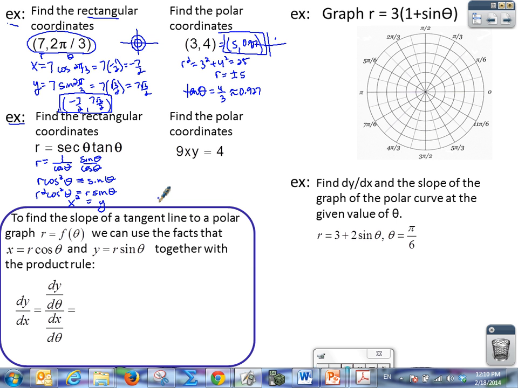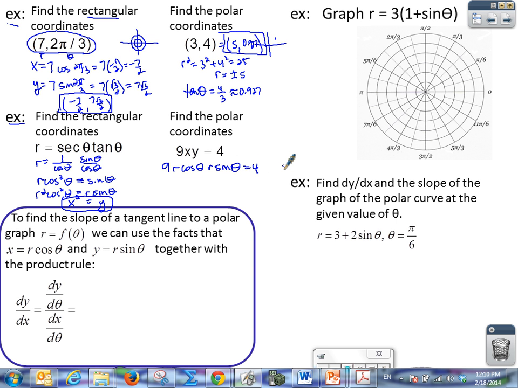The next one is polar coordinates. We have an equation in rectangular coordinate form for the Cartesian coordinate system. We want to change it to polar. And again, we have a formula, x equals r cosine theta, so let's just sub those in. So I have 9 times x is r cosine theta and y is r sine theta.